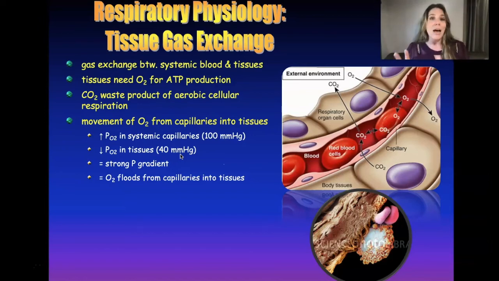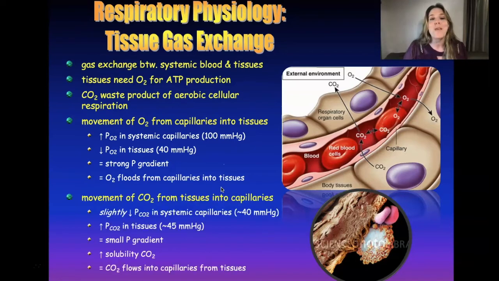So once again, a strong pressure gradient, except this time the pressure is highest in the capillaries for oxygen and lowest in the tissues. So which way does the oxygen want to go? Of course, out of the capillaries, down its pressure gradient into the tissues so that the cells can undergo aerobic cellular respiration. And it's such a strong pressure gradient that that oxygen is going to flow fast from the capillaries into the tissues. Good thing, because when we need oxygen, we need oxygen. It better be able to get in there fast.